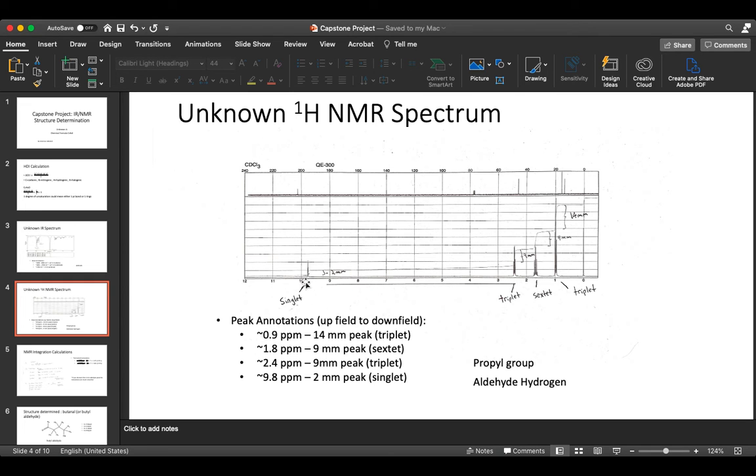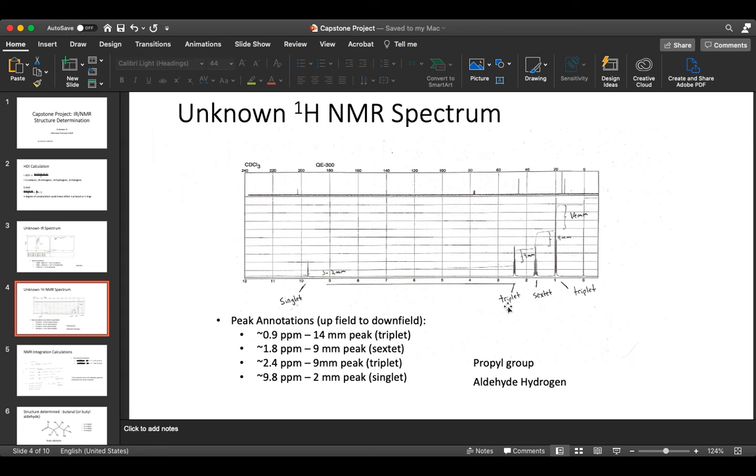And that's the aldehyde. So now if we look further upfield, we have a triplet at 0.9 parts per million with the greatest amount of integration, or the greatest peak, with about 14 millimeters. At about 1.8 and 2.4, we have a sextet and then a triplet respectively, both with integration heights of 9 millimeters. So our ratio of these two to this, we'll get into that on our next slide.